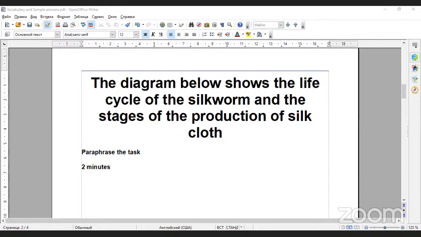So our 15 stages, beginning with and ending with, but you need to use advanced and uncommon lexical items. So you can say "commencing with" instead of "beginning" and "culminating with" instead of "ending".